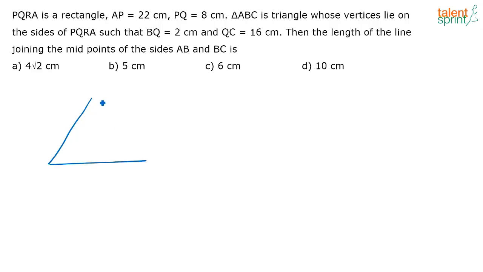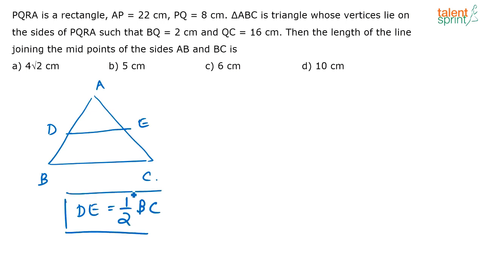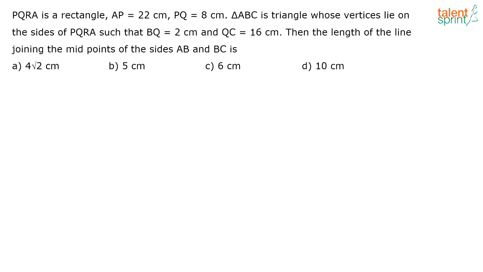See, if you have a triangle ABC, and D and E are midpoints of AB and AC, then DE is going to be parallel to BC and DE will be equal to half of BC. So this is what the midpoint theorem states. Whenever you look at a triangle and you take the midpoints of two sides, AB and AC here, DE will be equal to half of BC. So you are going to use that here.